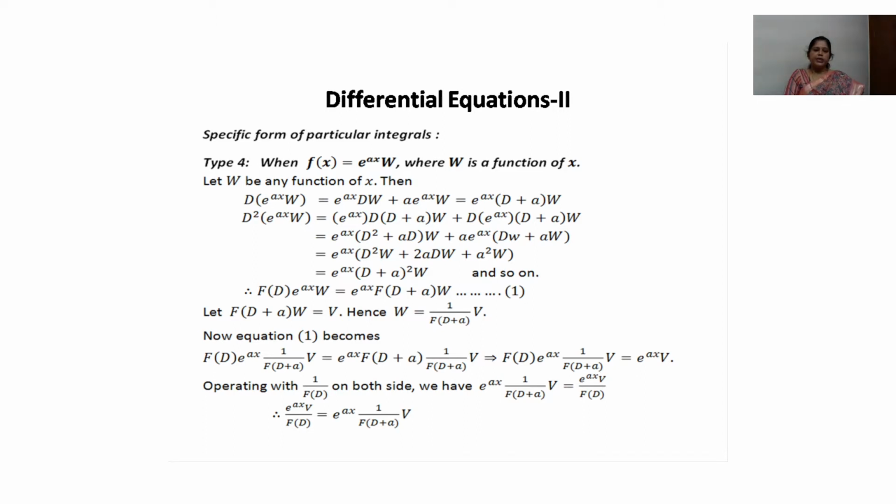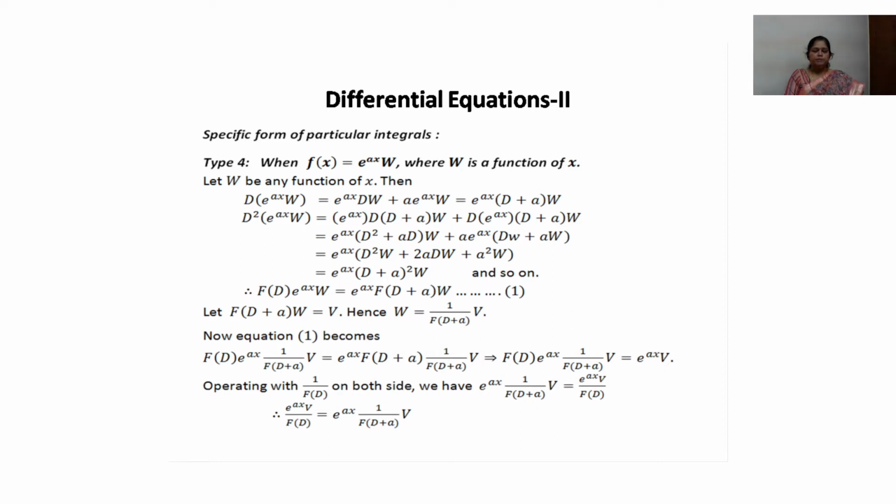So let w be any function of x. Then D of e to the power ax into w is equal to e to the power ax into Dw plus a into e to the power ax into w, which is equal to e to the power ax into D plus a into w. So we are using the product rule for differentiating these two functions.